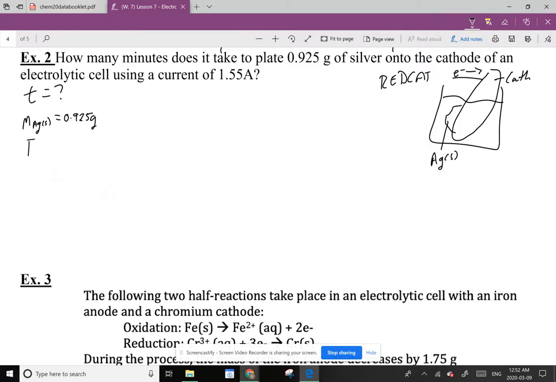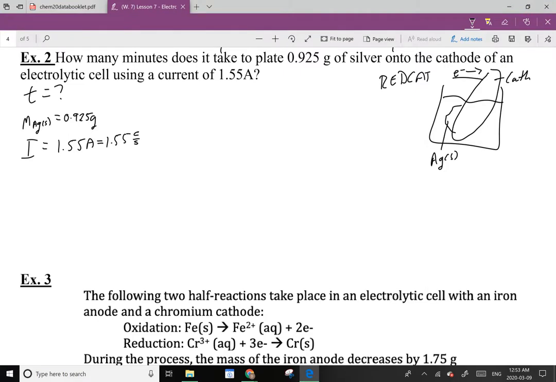But in this case, let's keep noting the things we know. So we know our current to be 1.55 amps. And again, that's in seconds, so we can also notate it as coulombs per second. Okay. And that's about all we know so far.